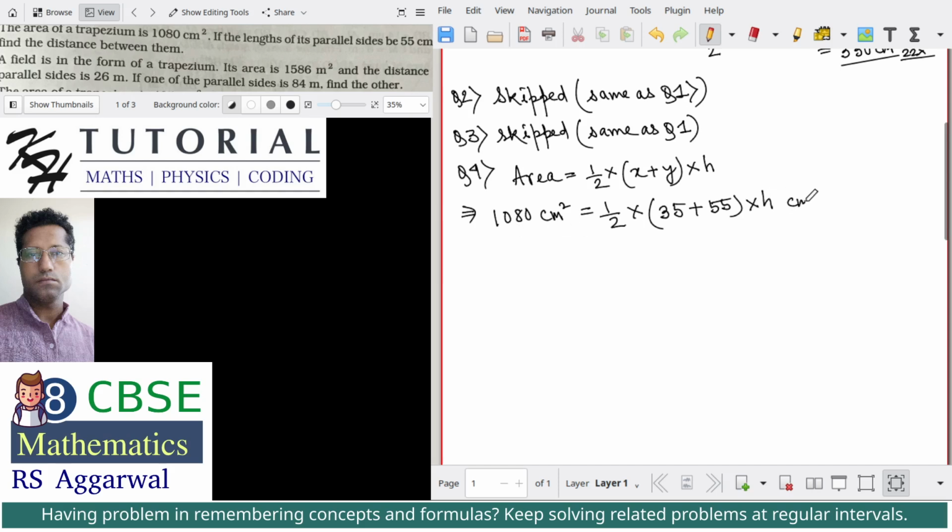So this is also centimeter square. So this will imply 1080 is equal to 35 plus 55 is 90, 90 by 2 h. This implies h is equal to 2 multiplied by 1080 divided by 90. This is equal to 24 centimeter. So h, the height of the trapezium, is 24 centimeter.